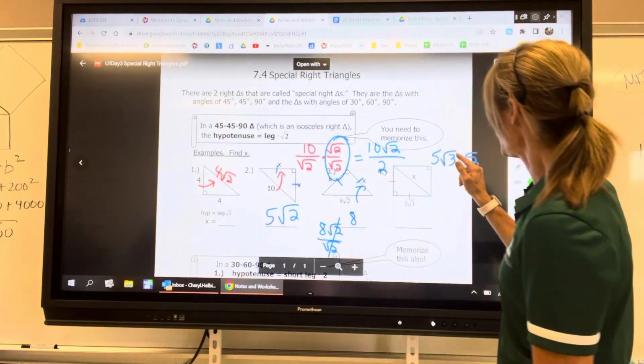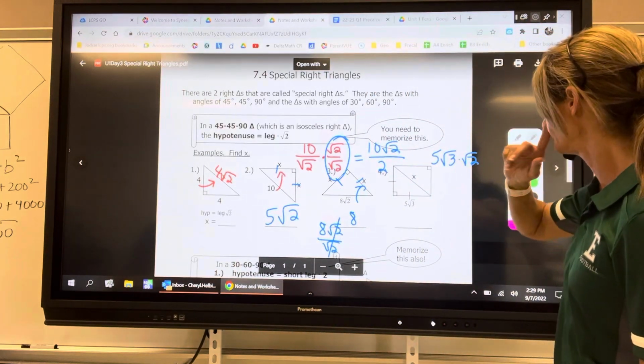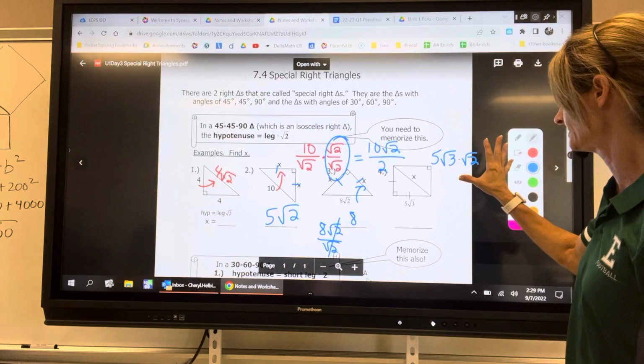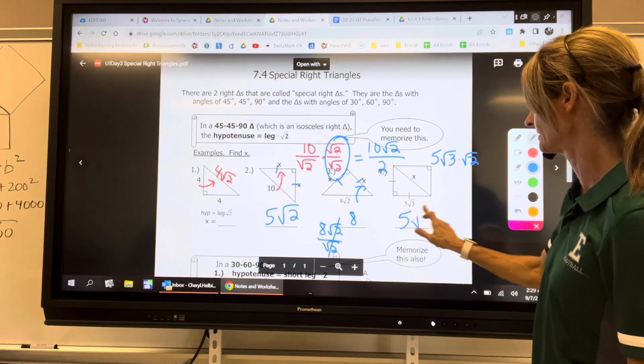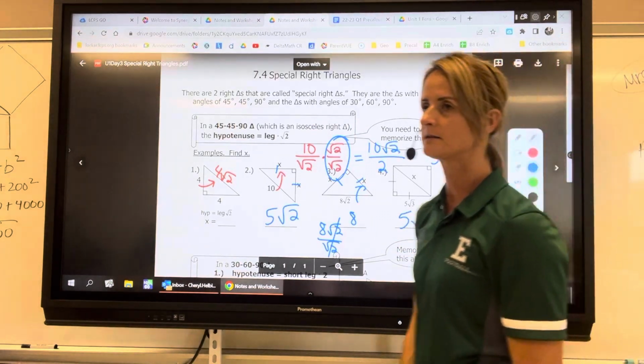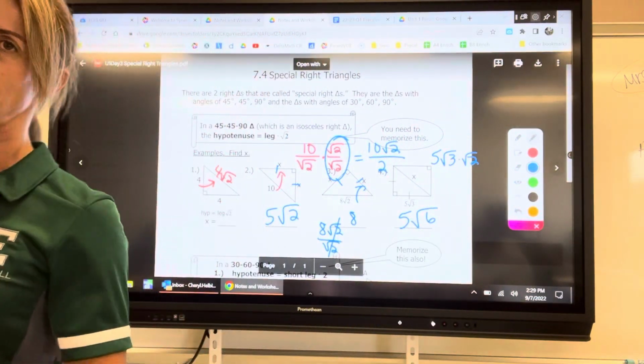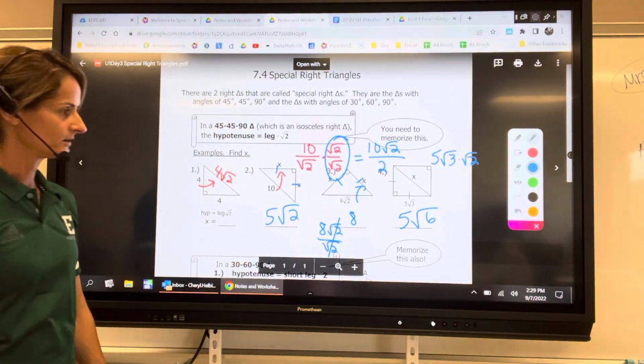The worst. All right, do you guys know how to remember to multiply root 3 times root 2? That's root 6. So this is 5 root 6. And that's the 45, 45, 90 triangle, and that's the easiest special right triangle.